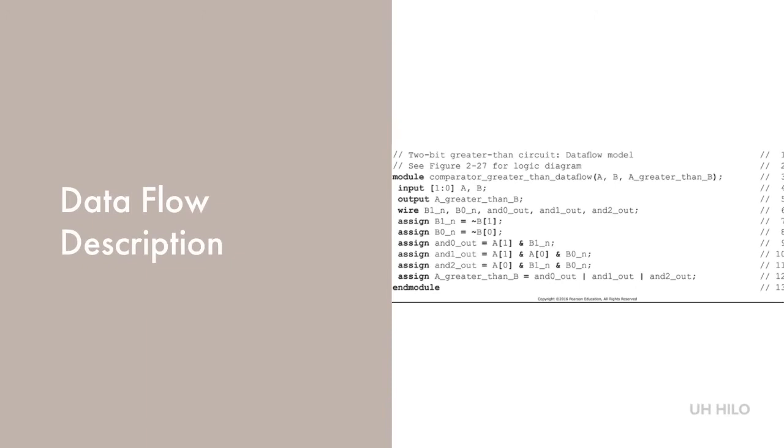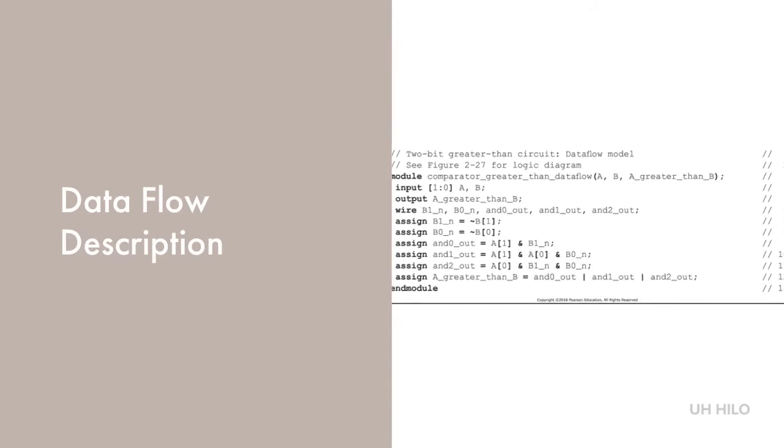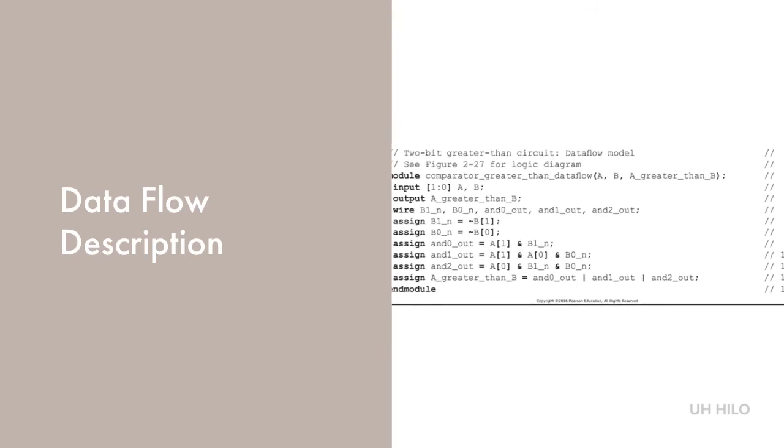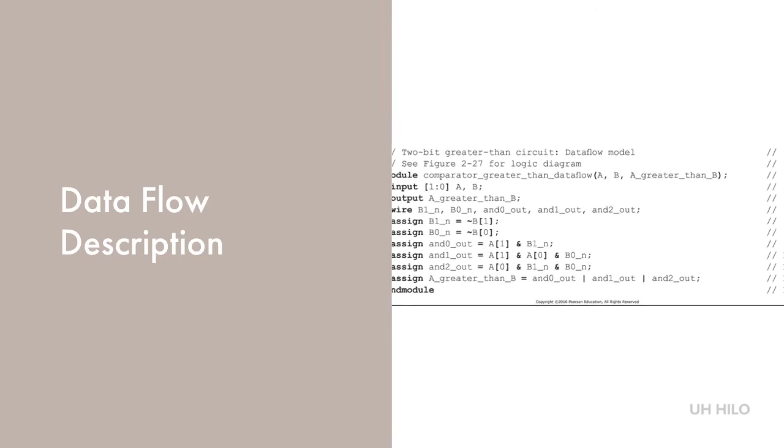Now let's look at the data flow description. A data flow description describes the circuit in terms of function, rather than structure, and is made up of concurrent assignments or their equivalent. This particular data flow description uses assignment statements. As with other data flow descriptions, the order of execution does not depend on the order of appearance in the model, but on the order of changes to the signals on the right-hand side of the assignment statements.